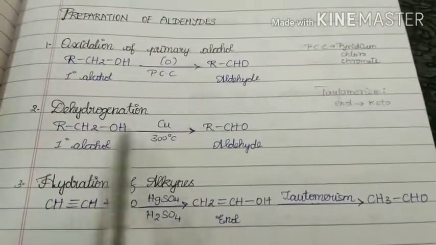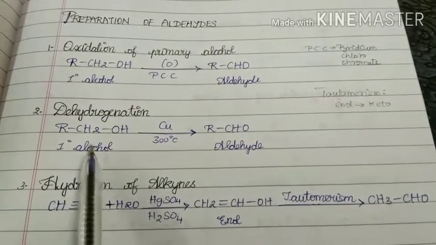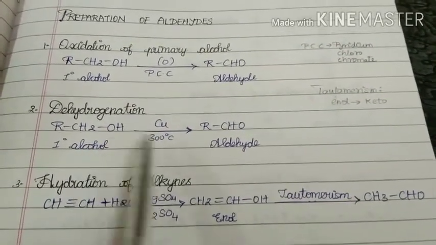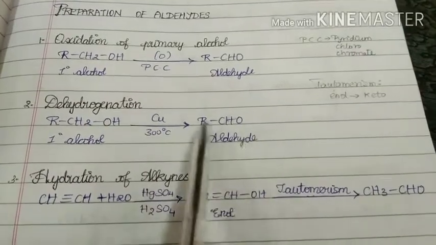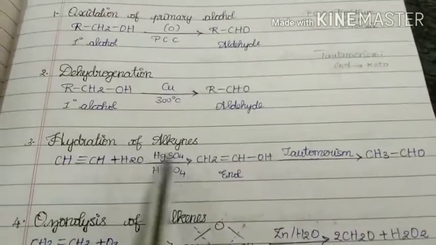Next one, dehydrogenation. This reaction also we have seen in alcohols. When primary alcohols undergo dehydrogenation in the presence of copper at 300 degrees centigrade, then also we get aldehydes. Next, hydration of alkynes.